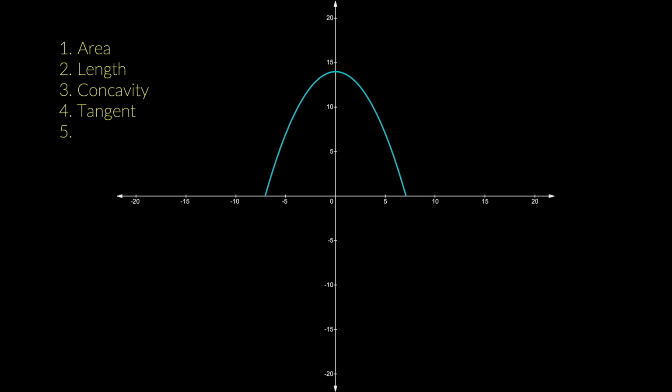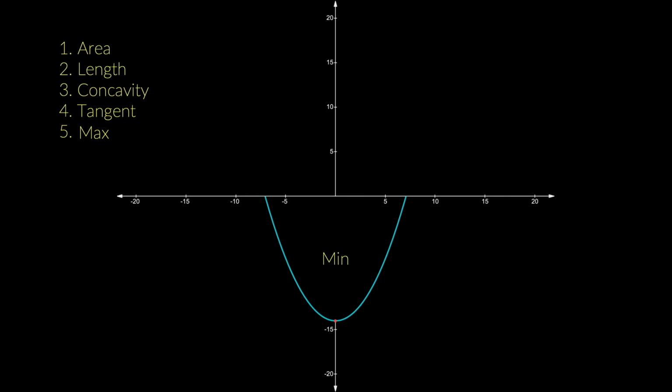And the fifth property that calculus helps us find is the point of maxima, or the highest point of the curve. And if the curve is bent downwards, then the point of minima, or the lowest point of the curve.